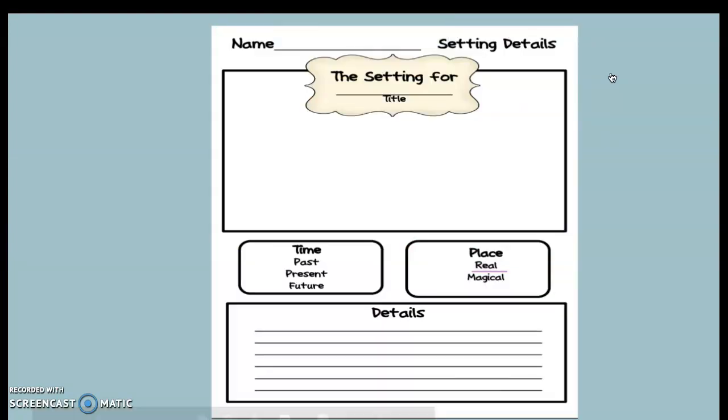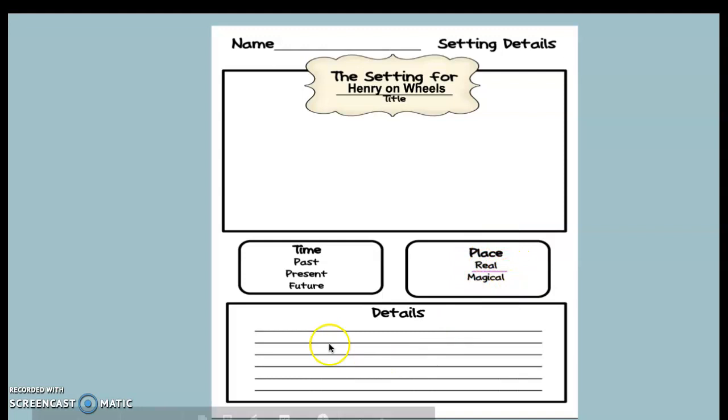We're going to fill out the setting chart that I have here. In this box, we're going to put what the setting looks like. Here we're going to put the title, the name of the story. And then here we're going to say what's happening in the story. Is it happening in the past? Is it happening in the present, right now, or in the future? We have our title, Henry on Wheels. And then we're going to put, is the place real or is it a magical place? Could it happen in real life?